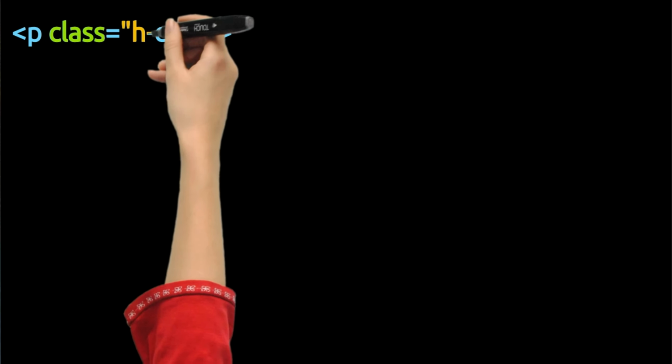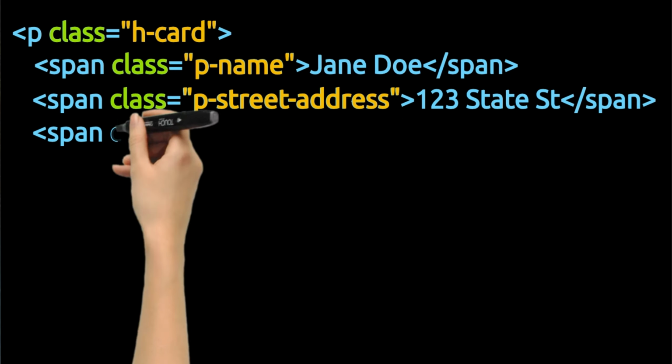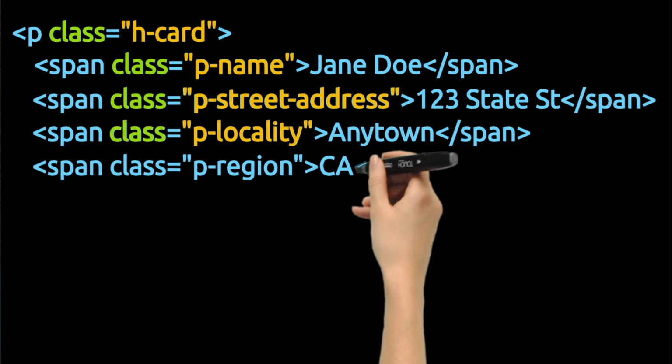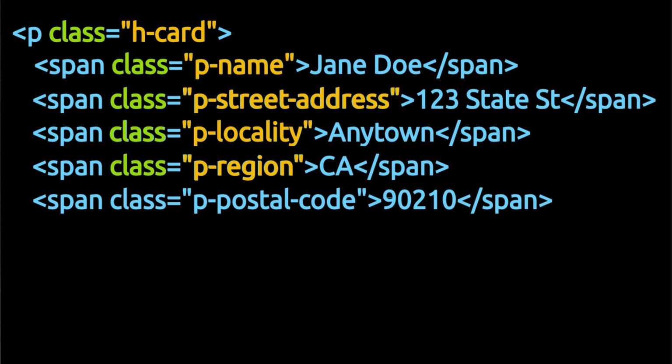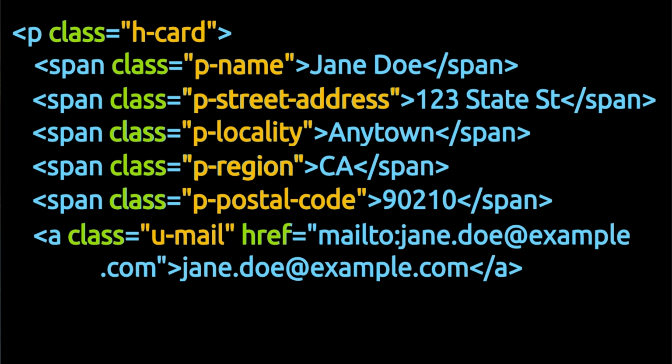Looking at our code example again, you can see how the microformats with the h-, p-, and u- prefixes are used to detail contact information: name, street address, locality or town, region or state, zip code, and email.